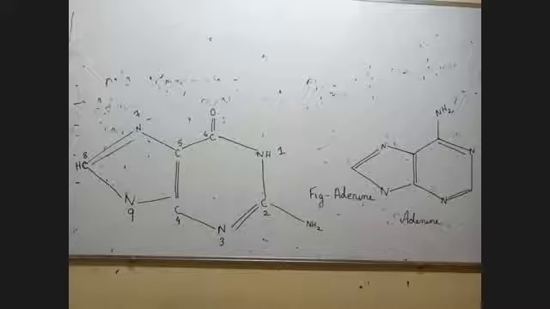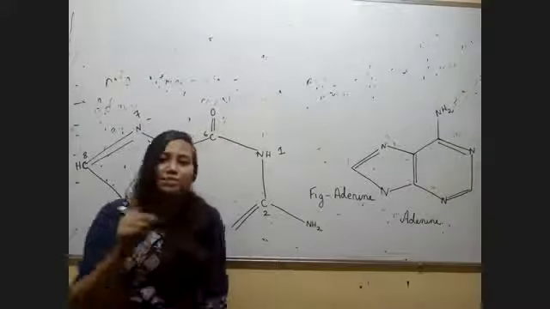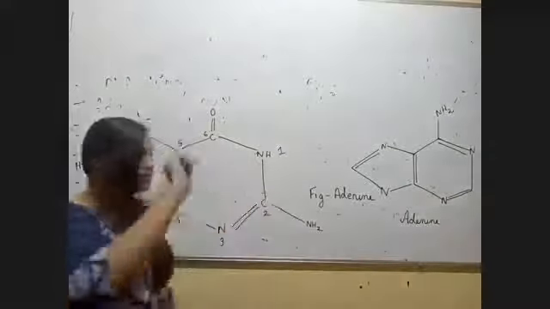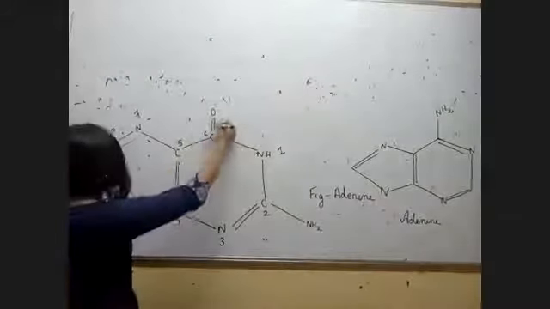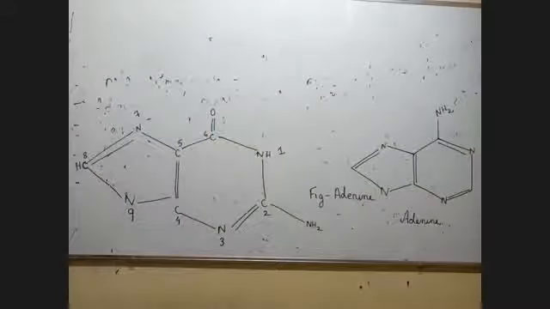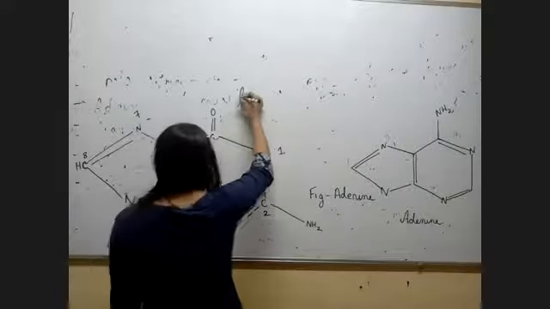So this is the structure of guanine. There is a difference: the amide group is at carbon number 2, whereas in adenine the amide group was at carbon number 6. And here at carbon number 6 there is a ketone group, a carbonyl group. So this is the structure of guanine.